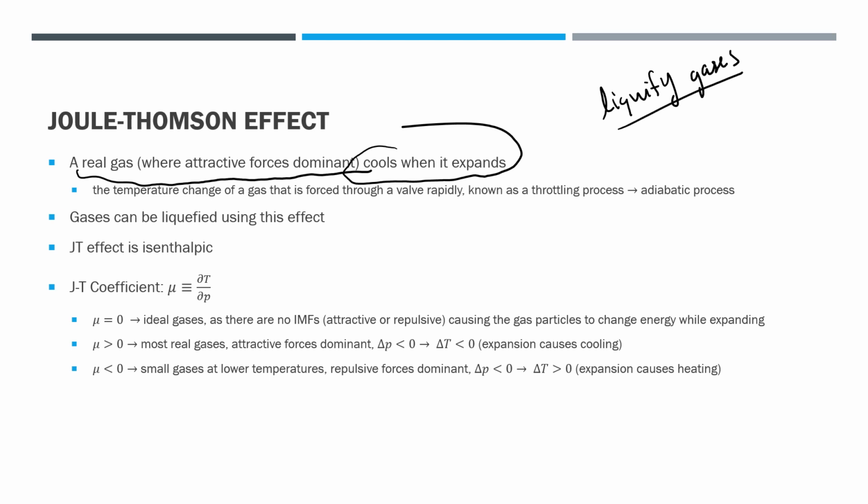So the specific definition of the Joule-Thomson effect is the temperature change of a gas that is forced through a valve rapidly, known as a throttling process. So this is the more technical definition, but basically it's the same idea as in the first bullet point. We're forcing it through a valve rapidly, which means that it's expanding very rapidly, and that results in something called an adiabatic process. And an adiabatic process you should have heard about from a Gen Chem course, but an adiabatic process just means that the heat transfer is equal to 0, right?